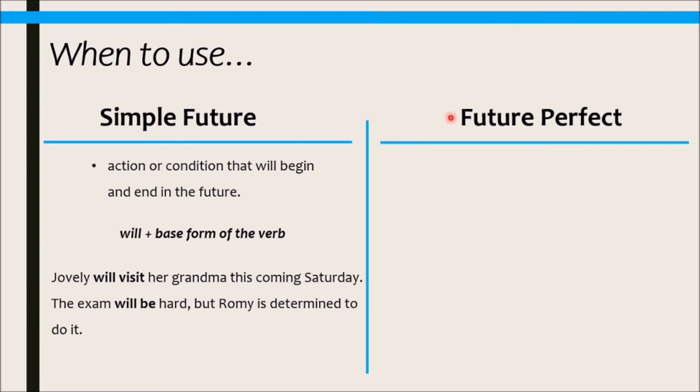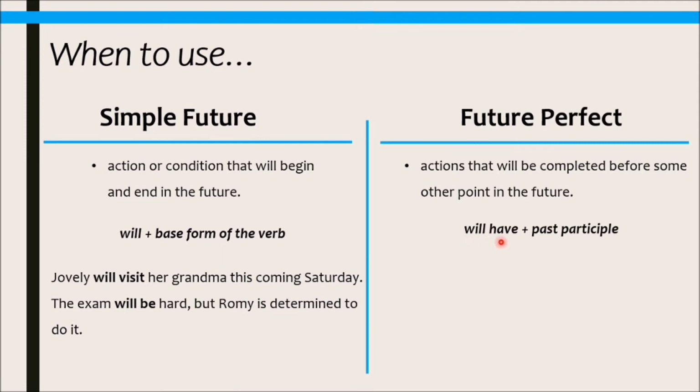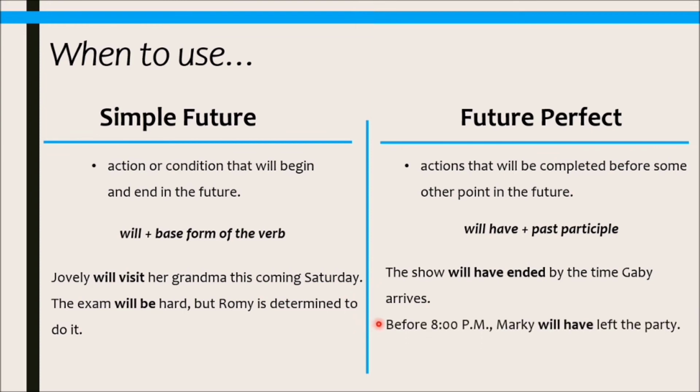Meanwhile, we use the future perfect tense if we have actions that will be completed before some other point in the future. Again, since this is part of the perfect group, we follow the pattern will have plus the past participle of the main verb. For example, the show will have ended by the time Gabby arrives. Another one, before 8 o'clock p.m., Marky will have left the party. Now, just like our simple past and past perfect, in simple future and future perfect, the number of the main verbs present in the sentence matters.